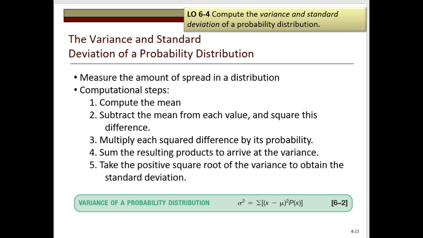Next, each squared difference is multiplied by the random number's respective probabilities. The products are summed up to arrive at the variance. The standard deviation is found by taking the positive square root of the variance. So we demonstrate in the next slide how to compute the standard deviation and the variance of the number of cars John sells on a typical Saturday.